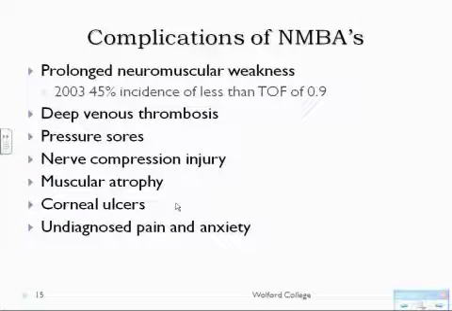Complications are that you can get prolonged neuromuscular weakness. You can get an increased risk of developing DVTs, because even when your muscles don't appear to be contracting, they're constantly contracting and increasing venous return flow. So one of the things that we always do when we put somebody to sleep under general anesthesia is that everybody gets stockings with compression boots, just to prevent this problem. Pressure sores may occur, of course, because you can't move. Nerve compression injury can also occur. Atrophy, corneal ulcerations, and undiagnosed pain and anxiety, of course, can be an issue.